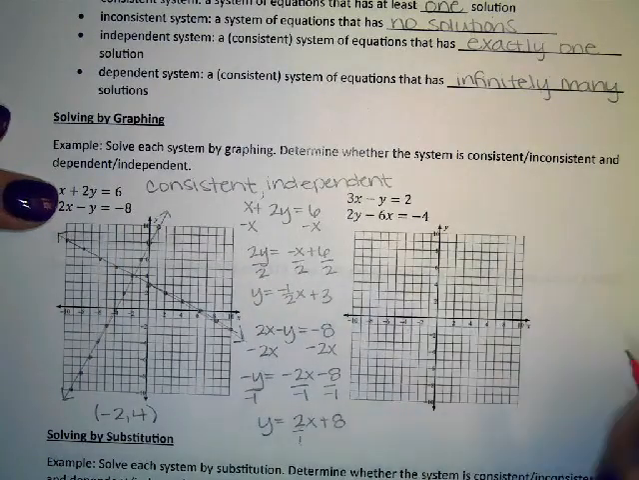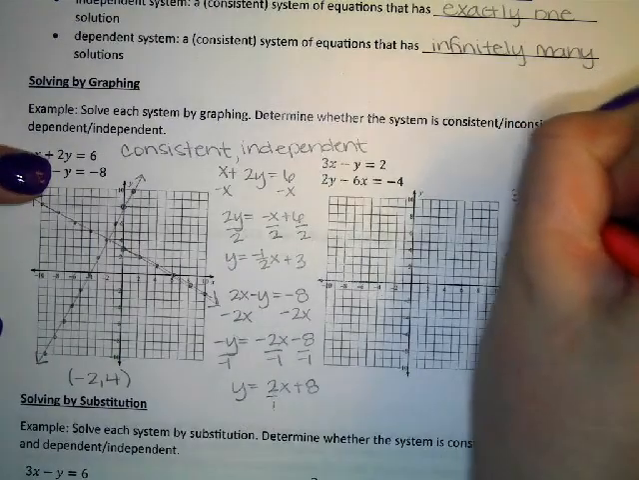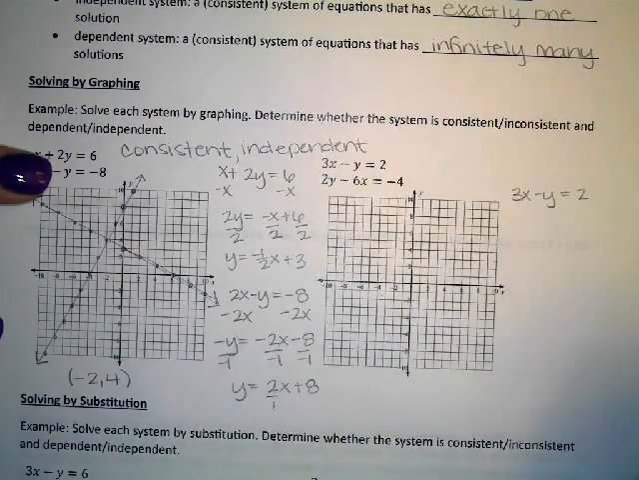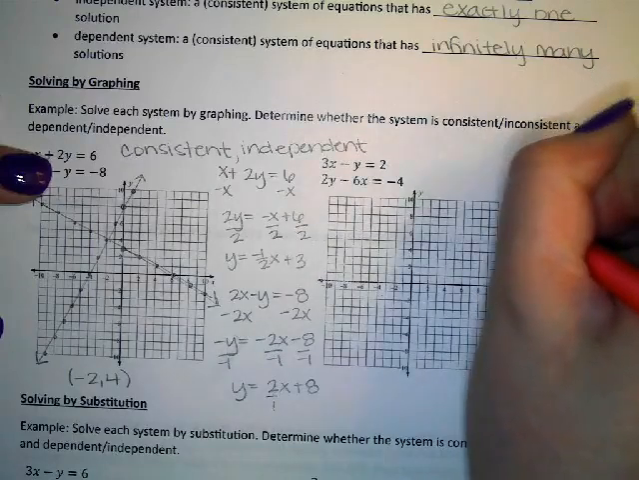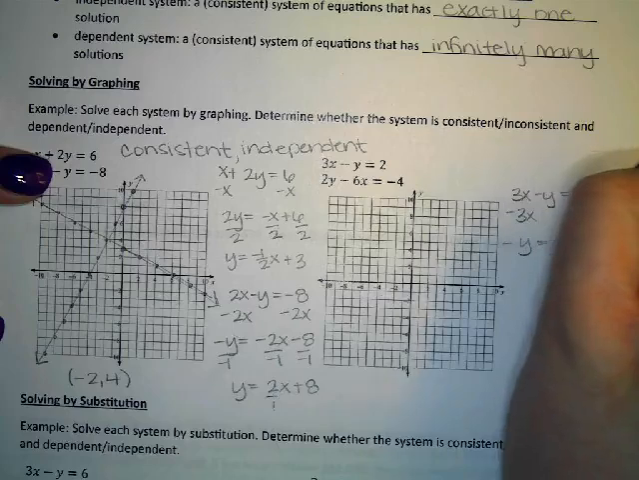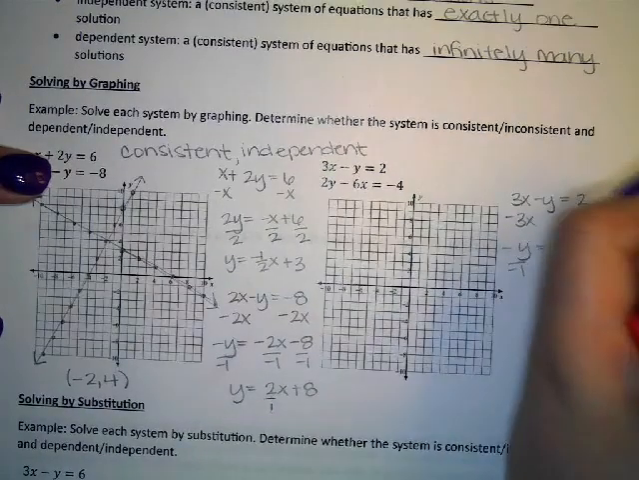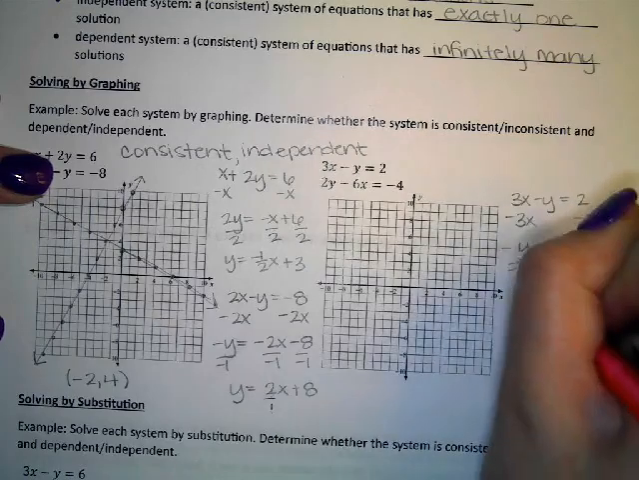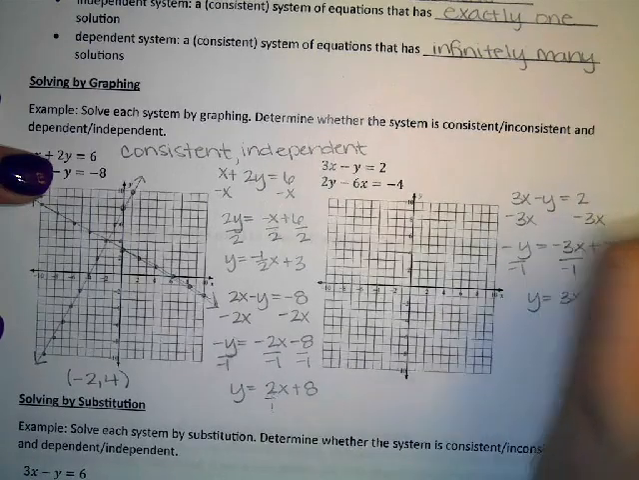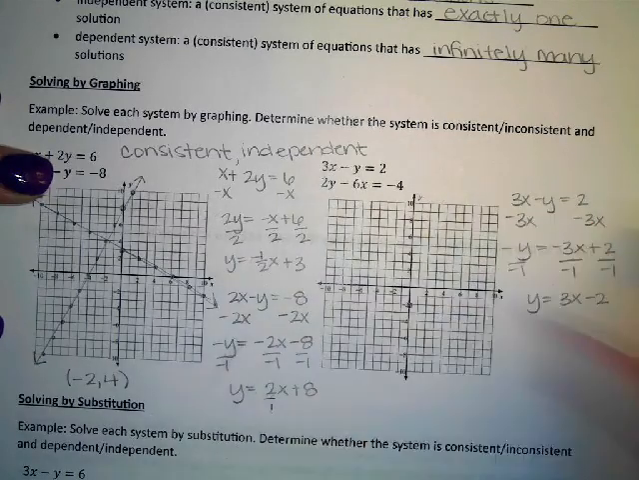All right, I'll go ahead and do it again. So 3x minus y equals 2. I'll subtract the 3x over to the other side. I'll isolate y by dividing by negative 1. So I'm going to start at negative 2 and then do a slope of positive 3, so up 3, right 1.